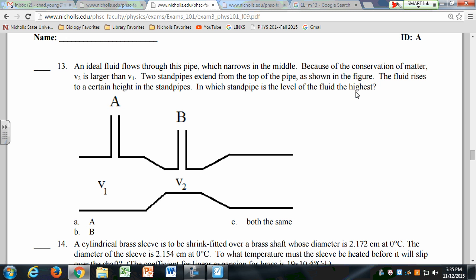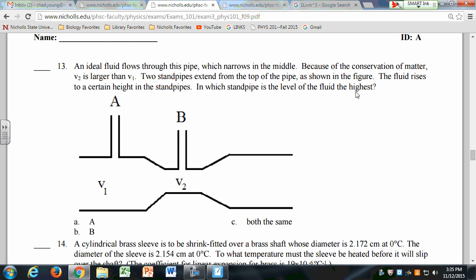So here you have fluid flowing through a pipe. Because of the conservation of matter, V2 is larger than V1. Conservation of matter tells us which of those equations, Bernoulli's or the equation of continuity? That's right, the equation of continuity. Bernoulli's, remember, is based on the conservation of energy. But here, if I have fluid that flows from here to here, it goes faster here because whatever fluid I have in this part of the pipe, I have to squeeze it through this part of the pipe. So it has to go through here faster.